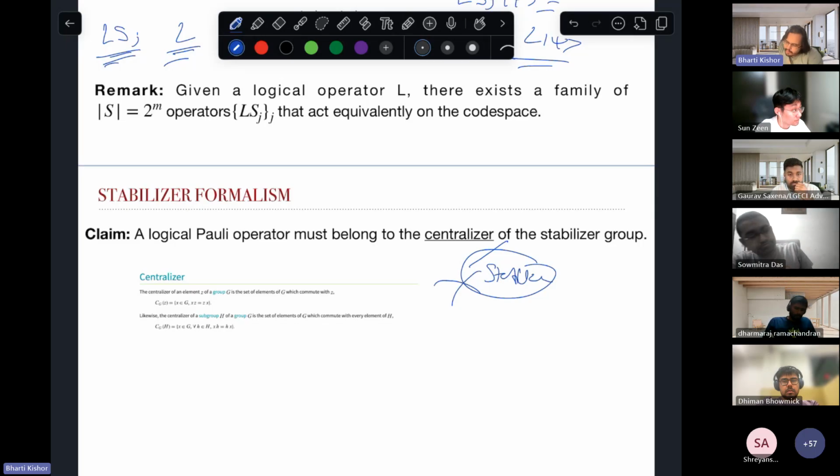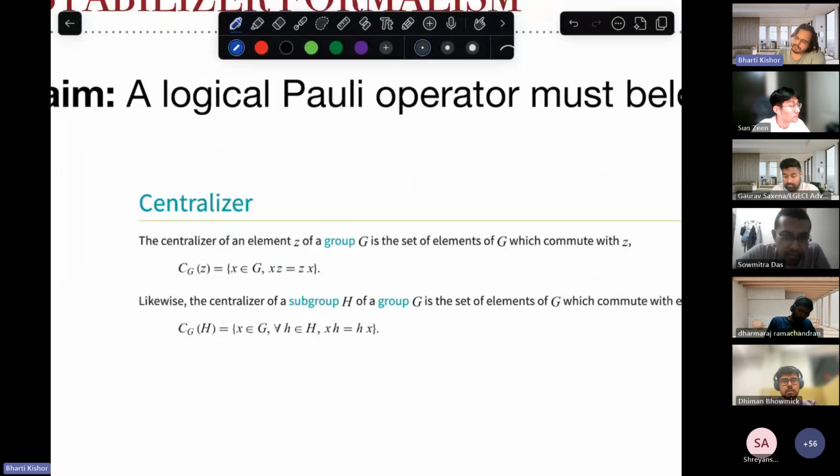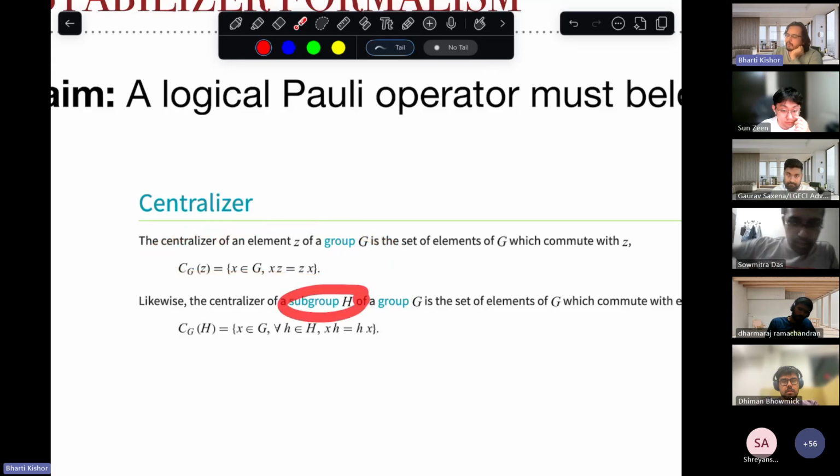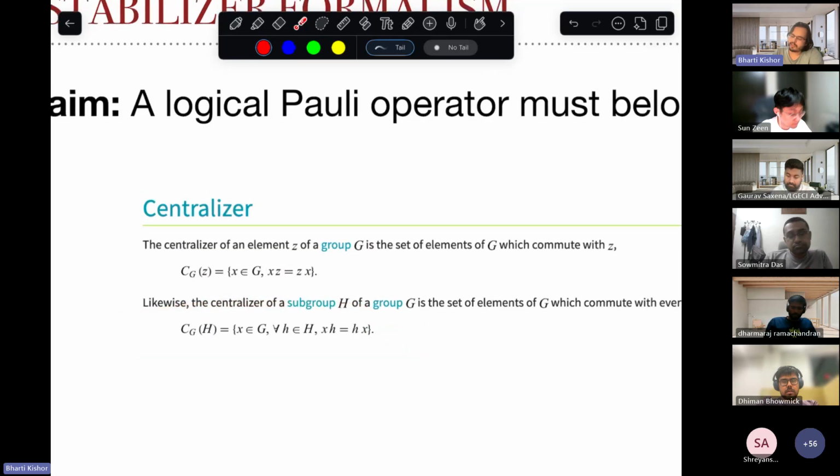It's basically a set of operators. Here I just added the definition of centralizer. Let's say you have some element Z of a group G. A centralizer is all those elements of this group G which commute with Z, like all those X in G such that XZ equals ZX. And you can elevate this definition to some subgroup H of the group G, which is all those X in G which commute with all small h in capital H. That you call the centralizer of the group.